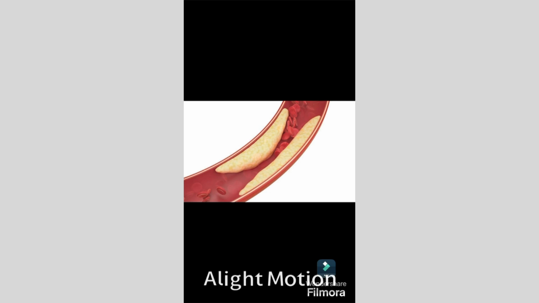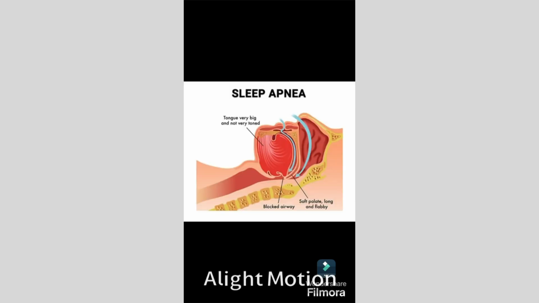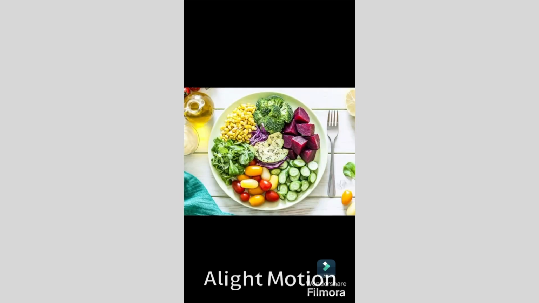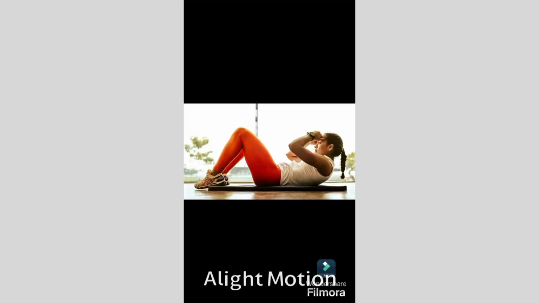Other health conditions like high blood pressure, high cholesterol, and sleep apnea can raise the risk of diabetes as well. Lastly, if you had gestational diabetes during pregnancy, you're more likely to develop type 2 diabetes later on. Managing weight, staying active, eating nutritious food, and controlling other health conditions can all help reduce your risk for diabetes.